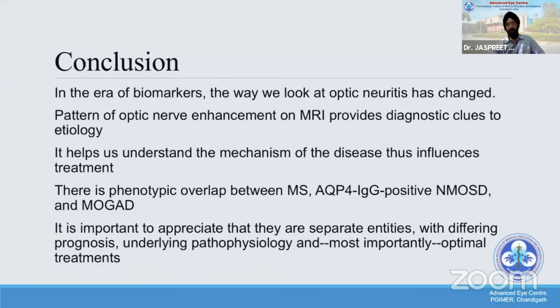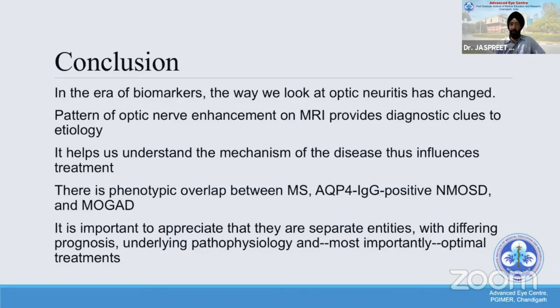So in the era of biomarkers, how we look at optic neuritis has changed. The pattern of optic nerve enhancement on MRI would provide us diagnostic clues to the etiology. It also helps us understand the mechanism of the disease, and thus influences the treatment. The MRI provides us a lot of information. Of course, this is added on by getting tested for aquaporin 4 and the MOG antibody.